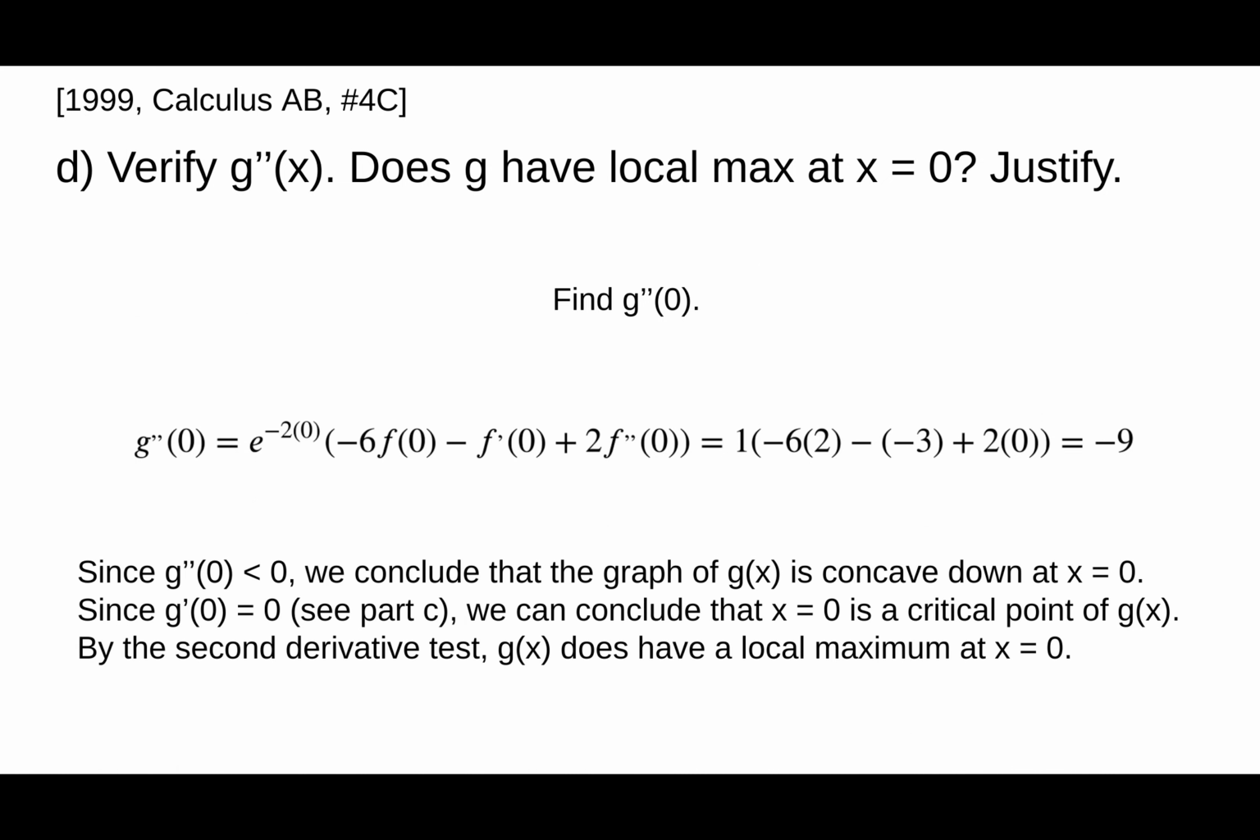Now, since g double prime of 0 is negative, we can conclude that the graph of g is concave down at x equals 0. We also saw in part C that the first derivative of g, evaluated at 0, is also 0. So we know that at x equals 0, we have a critical point of g of x. By the second derivative test, g of x does have a local maximum at x equals 0.